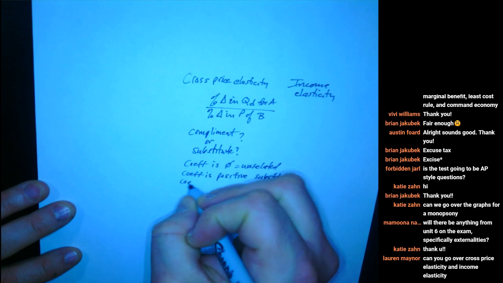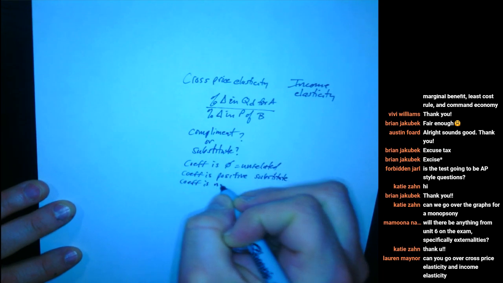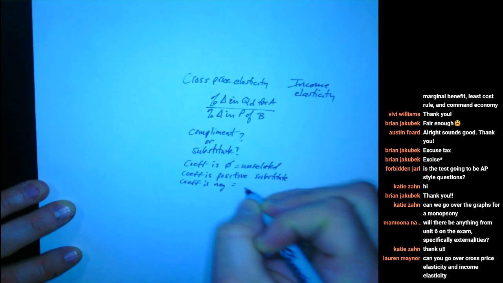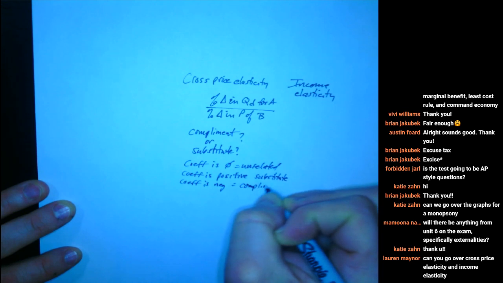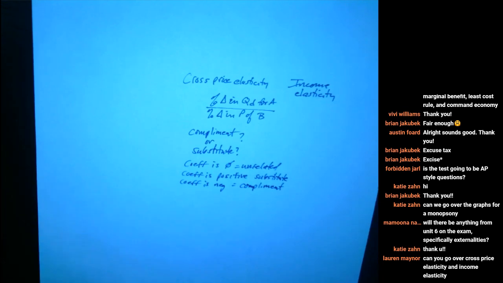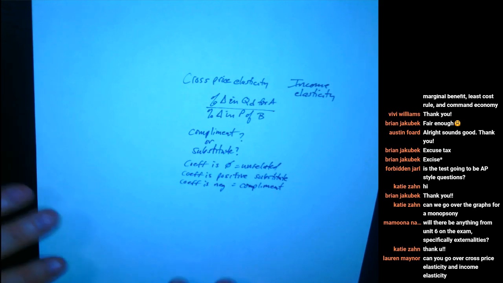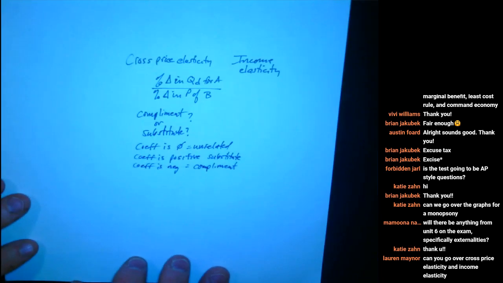And if the coefficient is negative, it's a complement. So that's how to figure out if something is a complementary or a substitute good. Let's go to income elasticity.